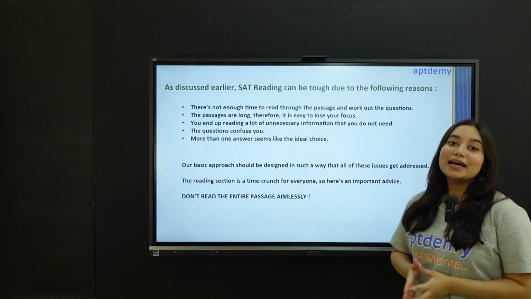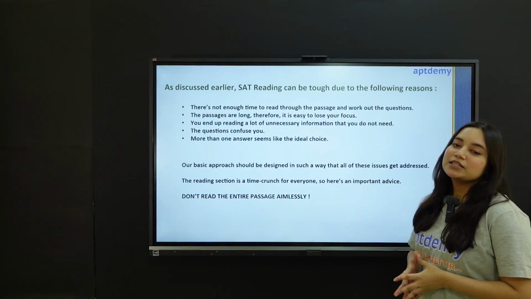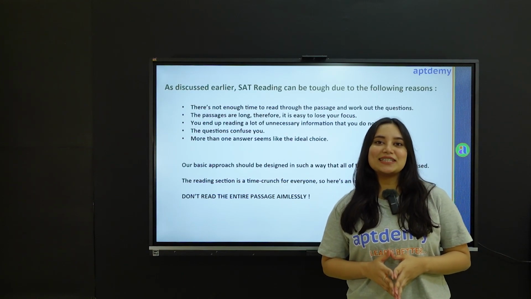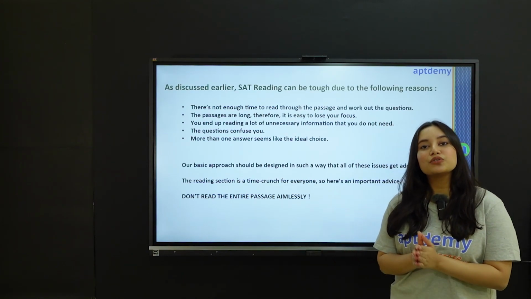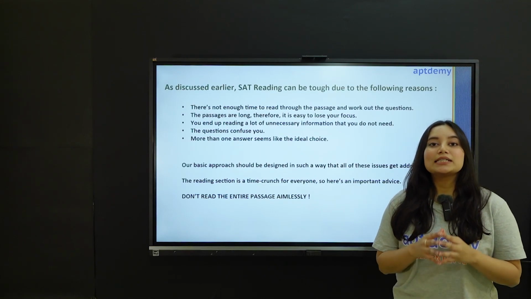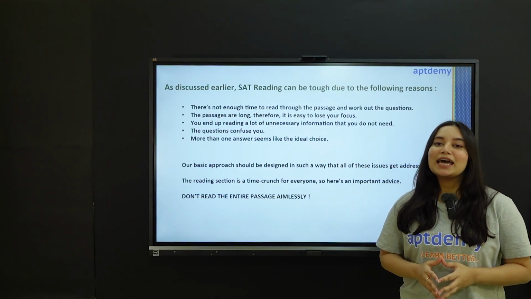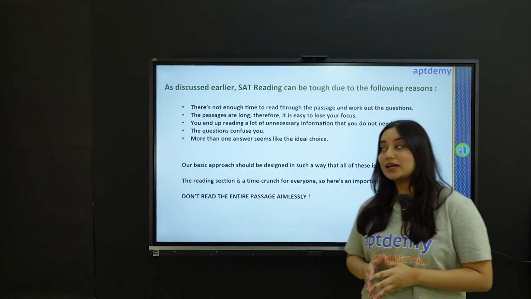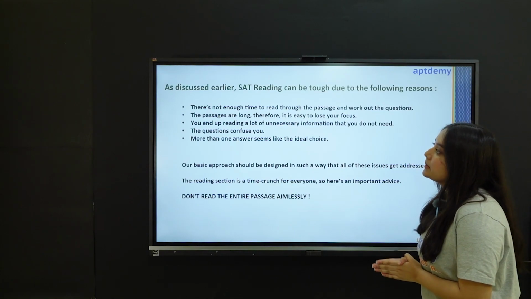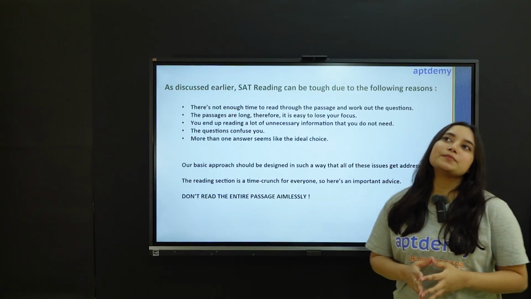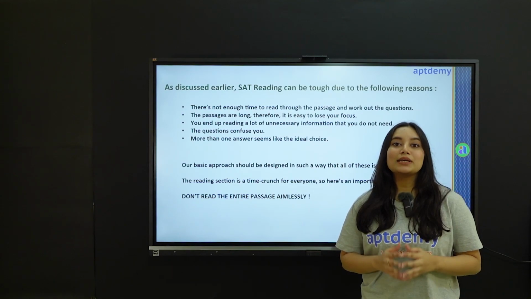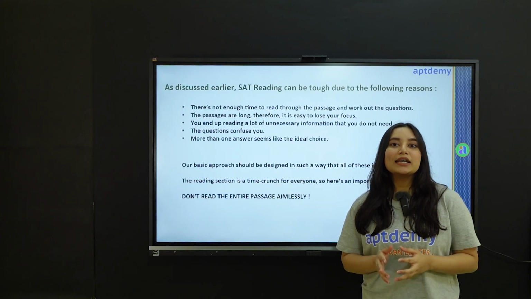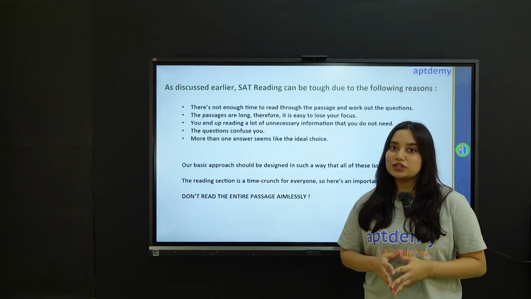Firstly, let us look at why SAT reading is difficult. As we all know, SAT is a time-bound examination. The total duration of the SAT exam is 3 hours, and out of those 3 hours, you get 65 minutes for the reading section. And that is not a lot of time to read through all the passages and work through the questions and answers. The second point is the passages are long. An average passage can range from 90 to 95 lines, and that's a long passage, and it might cause you to lose your concentration.